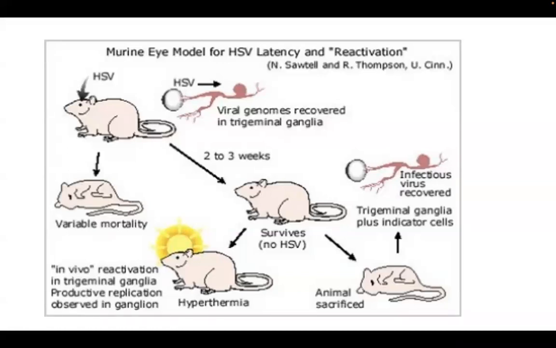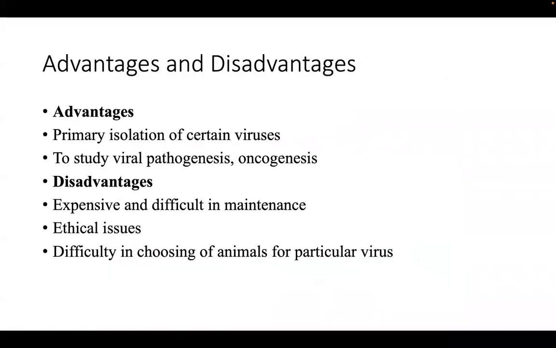That's why animals are rarely used, and we'll see that in the advantages and disadvantages. For advantages, we've seen that it can be used to study viral pathogenesis and oncogenesis and even immune response. But on the disadvantages, there are also the ethical issues that I've been talking about. And it's also expensive and difficult to maintain.